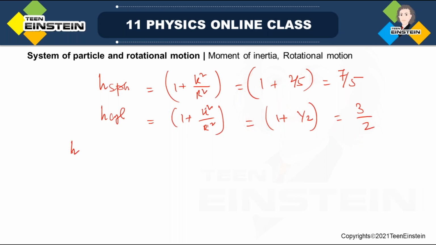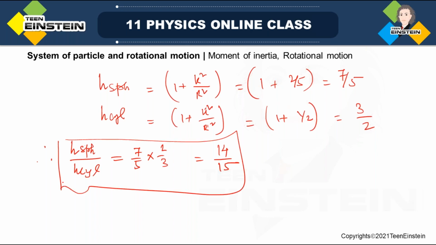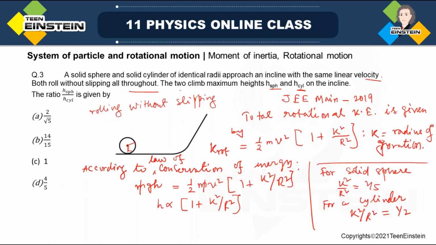So if we find out the ratio of sphere to the cylinder, this is 7 by 5 into 2 by 3, so it will give you 14 by 15. So this is the ratio. I hope you have understood this problem. So 14 by 15. So option B will be the correct answer for this question.